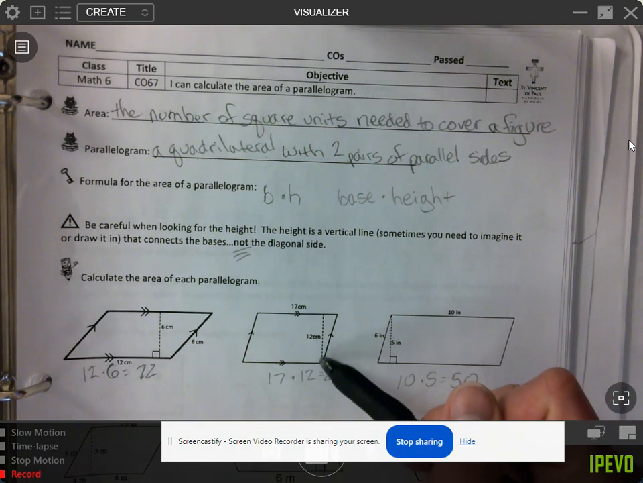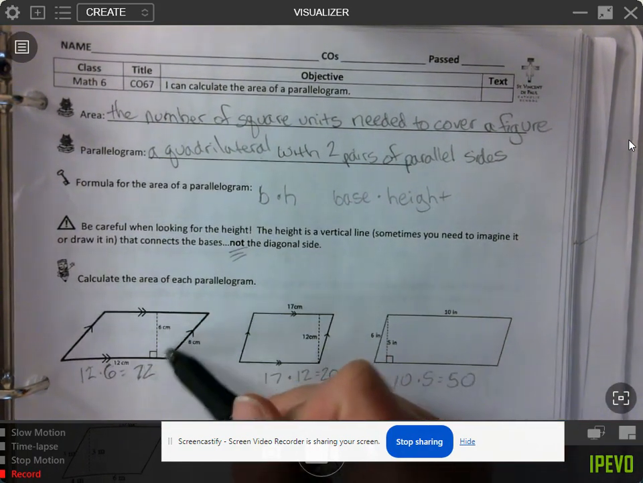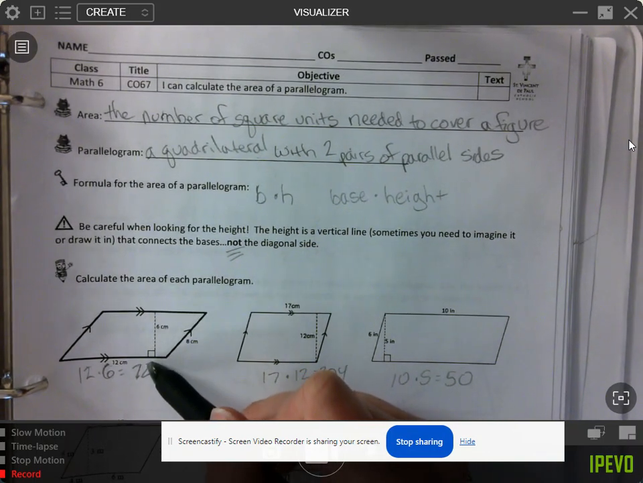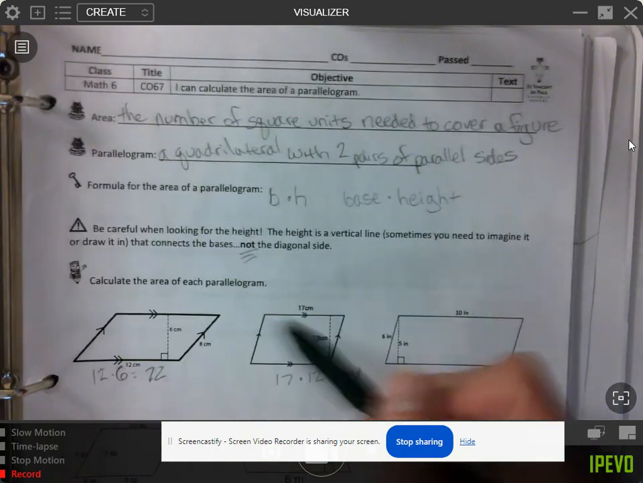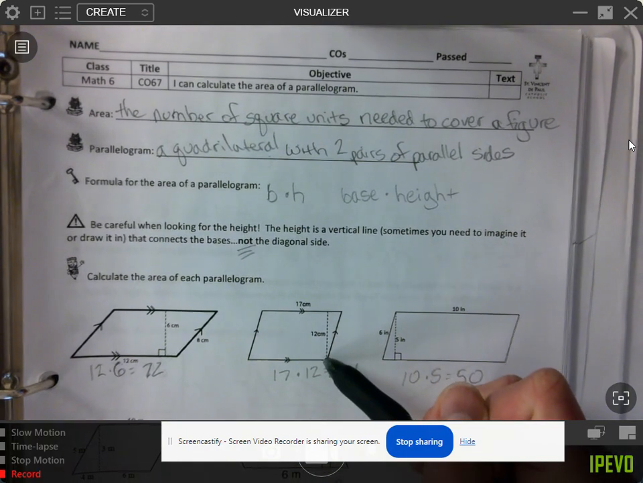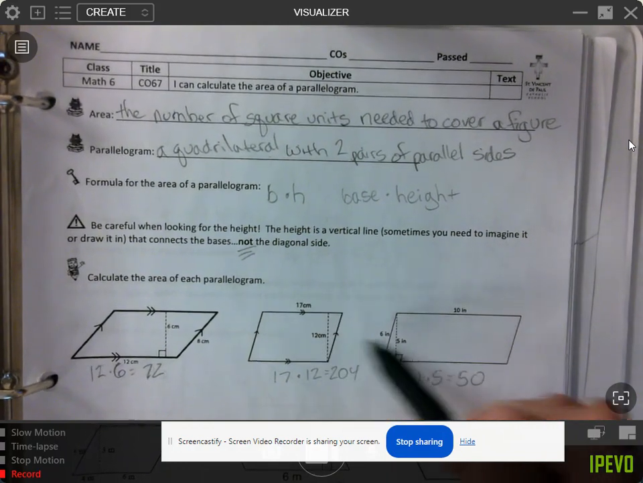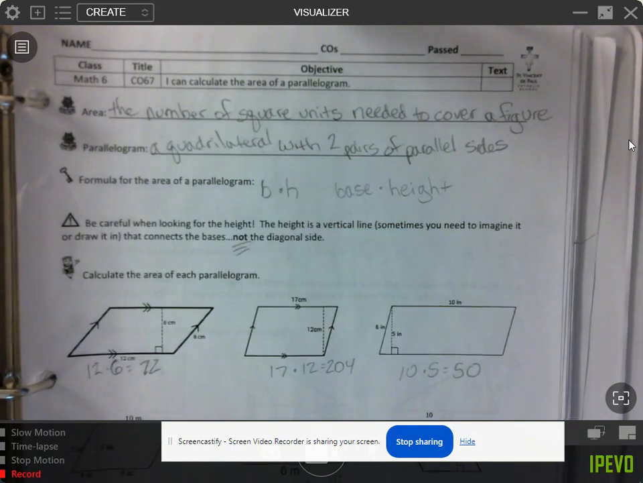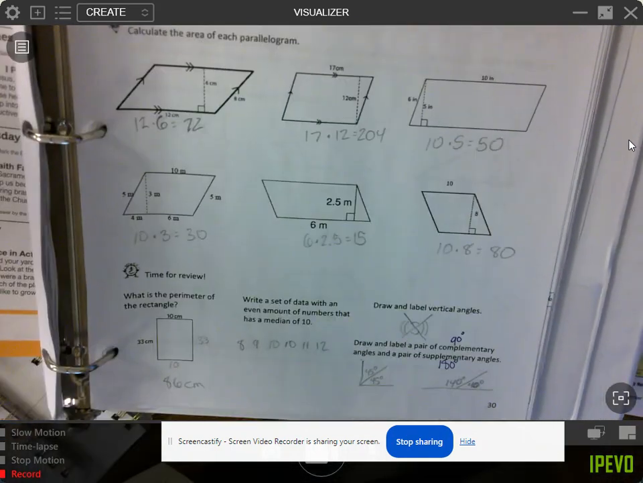We always want to take that height from the base up to the base. Sometimes they give us that right angle that shows us it's the base. Sometimes we just see that line going up. So we want to make sure it's the straight line going up, not the side measurement. So let's see how we did.